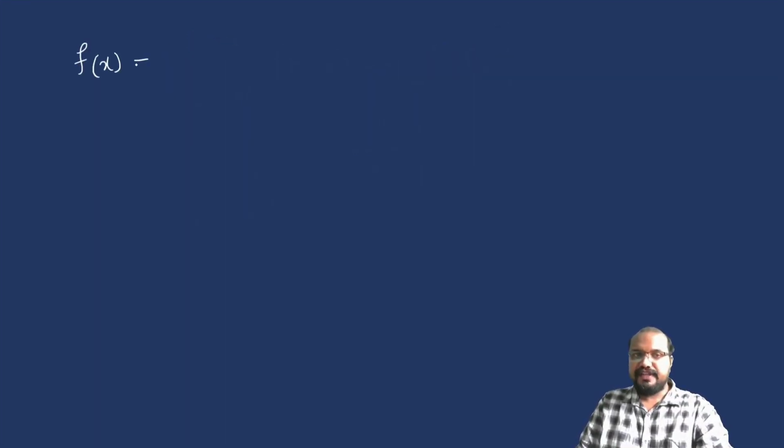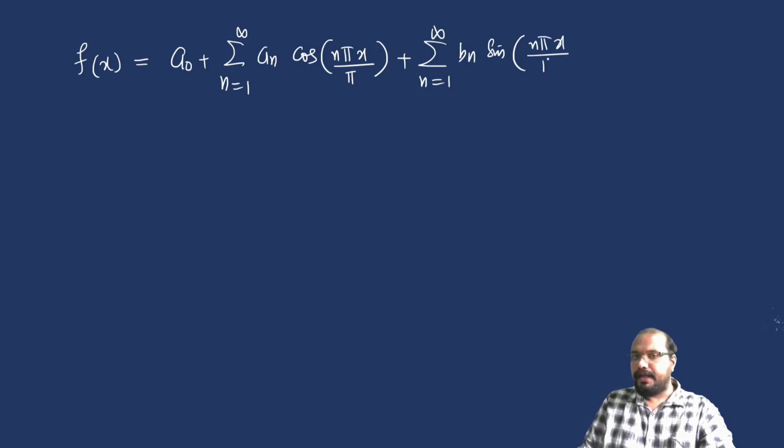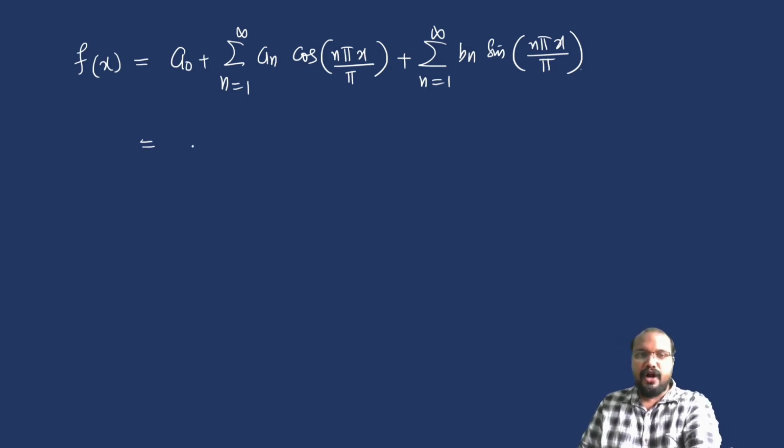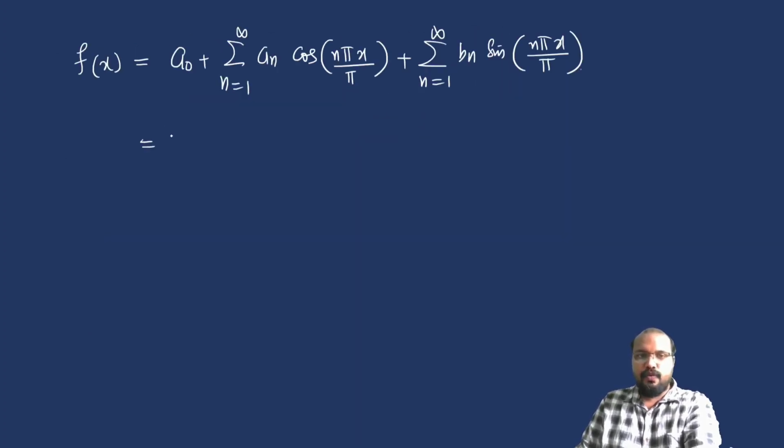Therefore, we can have f of x equal to a naught plus sigma n from 1 to infinity an cos n pi x by l. Here l is pi also, plus sigma n from 1 to infinity bn into sine n pi x by pi. Now we will substitute a naught, an and bn. What is a naught? Here a naught is 1 minus e raised to minus 2 pi by pi.